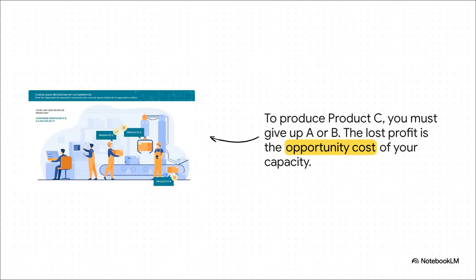This image shows it perfectly. Your machines are humming along, making your core money makers, product A and product B. Then, this new opportunity, product C, comes knocking. To make room for C, you have to stop making some of A or some of B. And the profit you would have made from the products you had to displace, well, that's the opportunity cost of using your busy machines for product C.